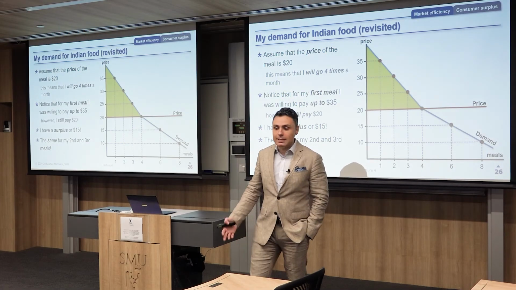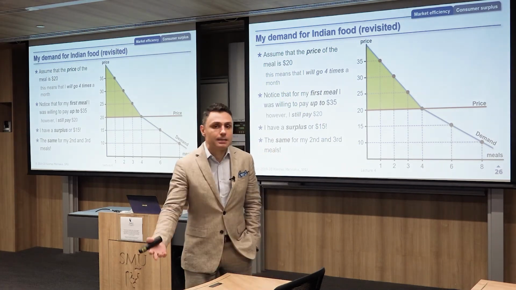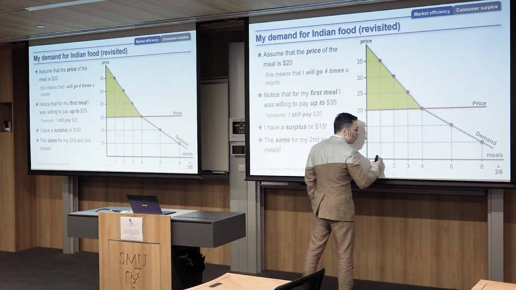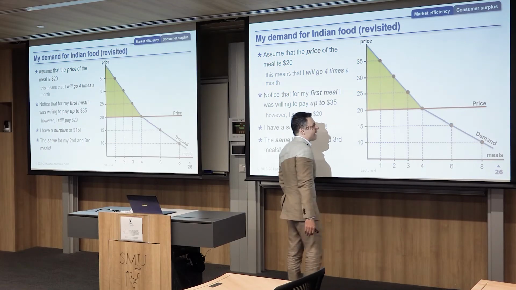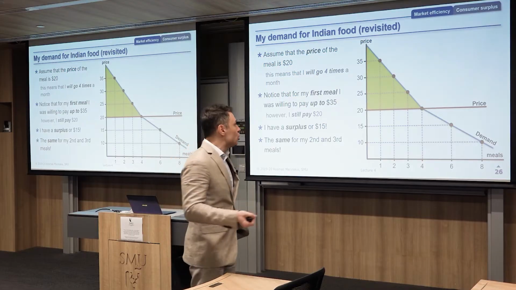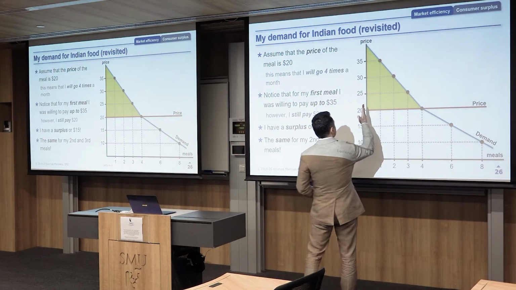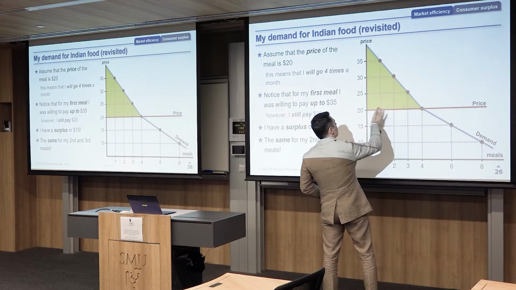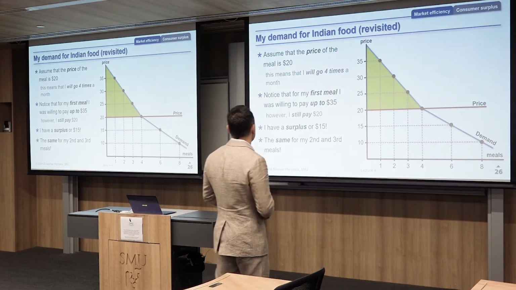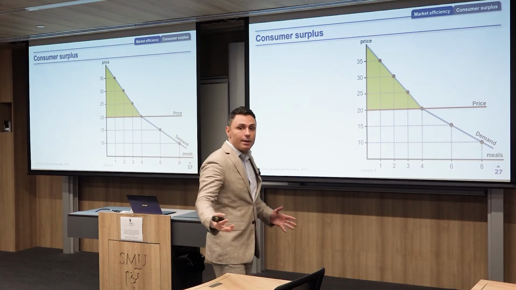So we see that my sum of surpluses from the 0 units all the way down to the 4 units that I will actually consume gives me a total surplus, because all the lines that are next to each other, very close to each other, actually create this green area, which is my surplus. So this is called the consumer surplus for me. It's the surplus that I have from consuming this product.